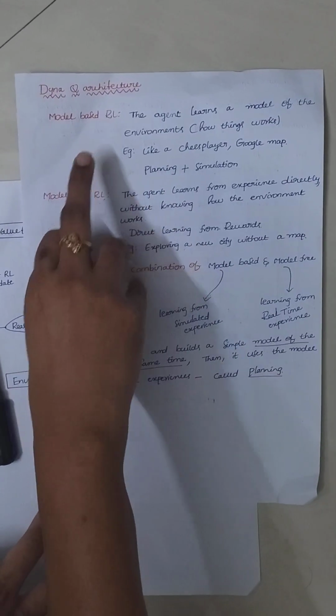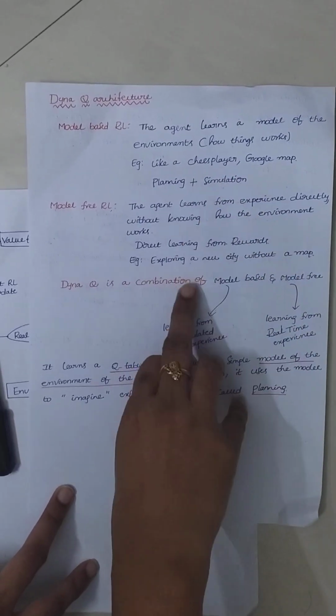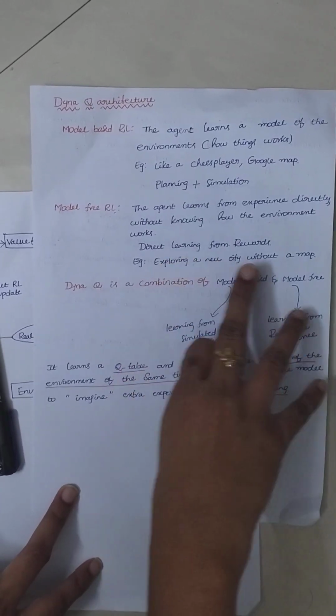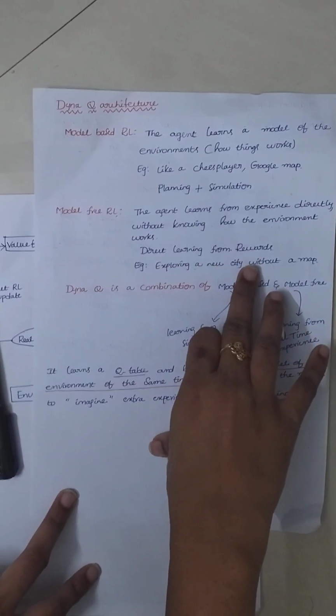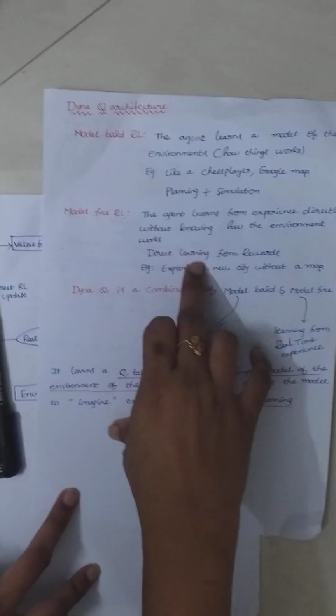Model based means we have already created the model by using simulations. Model free means no model is there, just trial and experiences. We are getting some rewards, and based upon the rewards, we are constructing the model.